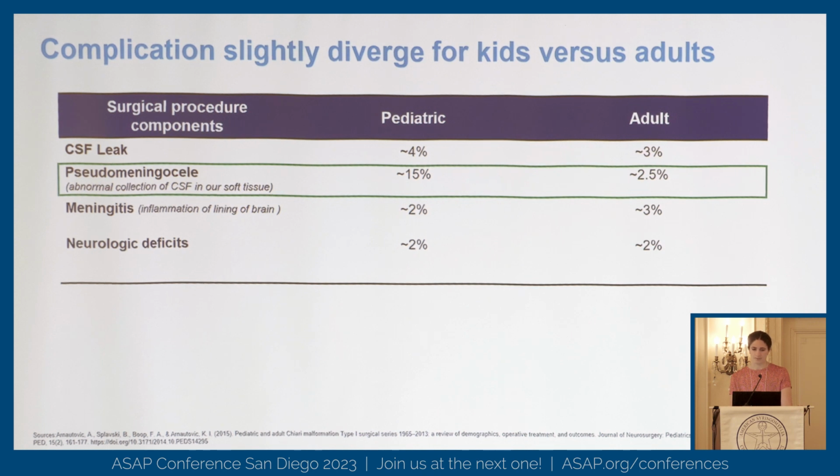For whatever reason, there's an increased rate of pseudomeningocele, meaning there's a fluid collection under the skin that doesn't leak out of the skin. That's a lot more common in children. Neurologic deficits are extraordinarily rare, very, very rare in both adults and kids.